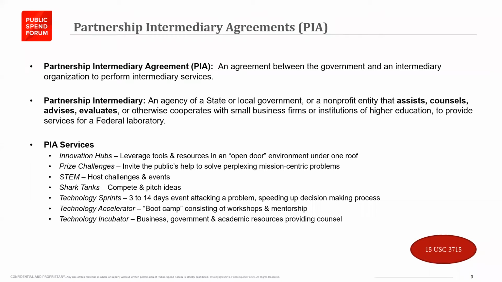So a partner intermediary agreement at its base is an agreement between government and some intermediary organization to support their tech transfer program. And you can see the type of services that can be done under here: innovation hubs, prize challenges, running your STEM program, also doing an accelerator or incubator. These are really popular uses for these PIAs currently.